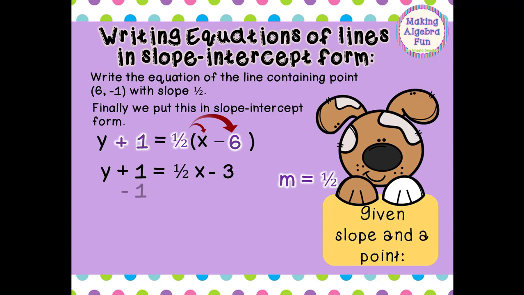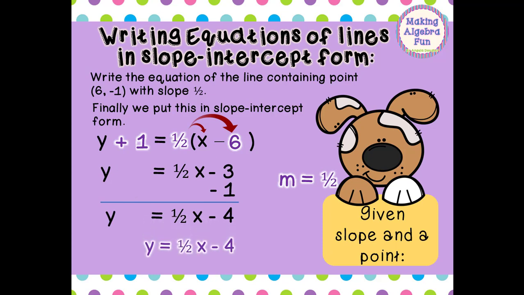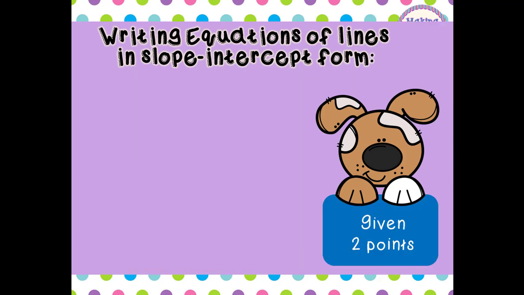The last thing I need to do is solve for y. Move the 1 to the right and combine it with the -3. And you've got slope-intercept form. So not so bad. Given 2 points, you'll have one additional step.